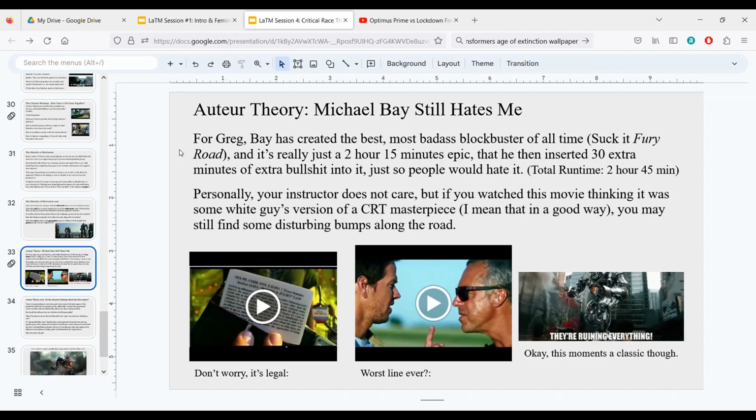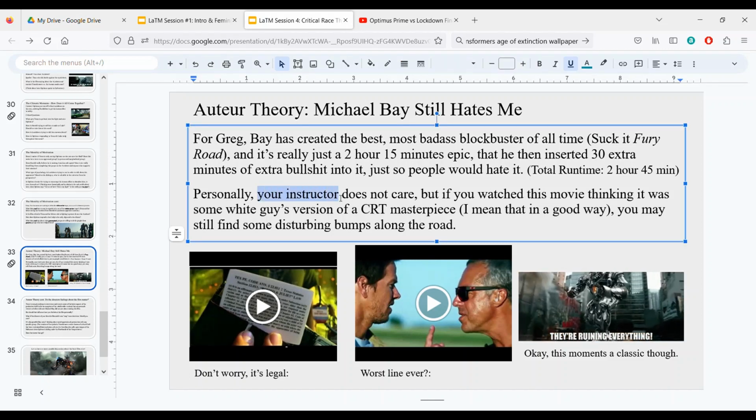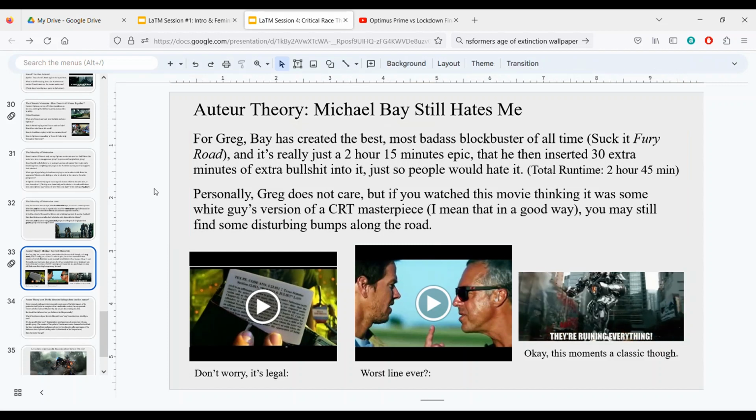For Greg, Bay has created the best, most badass blockbuster of all time, Suck It Fury Road, and it's really just a 2-hour, 50-minute epic. Then he inserted 30 extra minutes of extra bullshit into it just so people would hate it. You know what? Yeah, that's fair. That's a great perspective. Personally, Greg does not care.